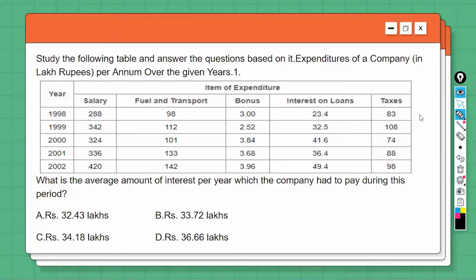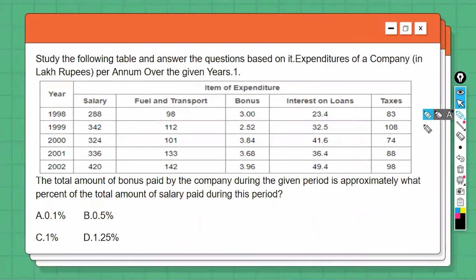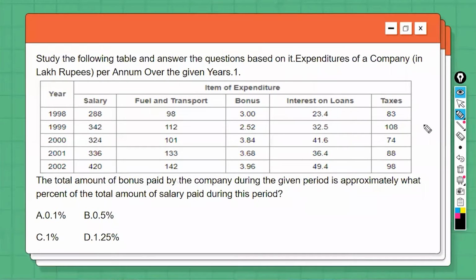Okay, I'll just go to the next question, guys. Try finding the answer for this question. I'll just give 30 seconds time once again.